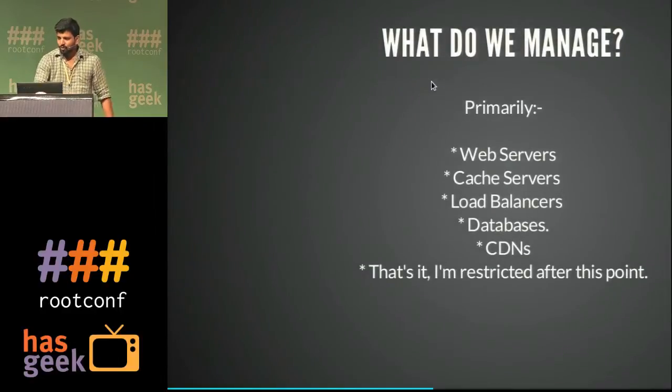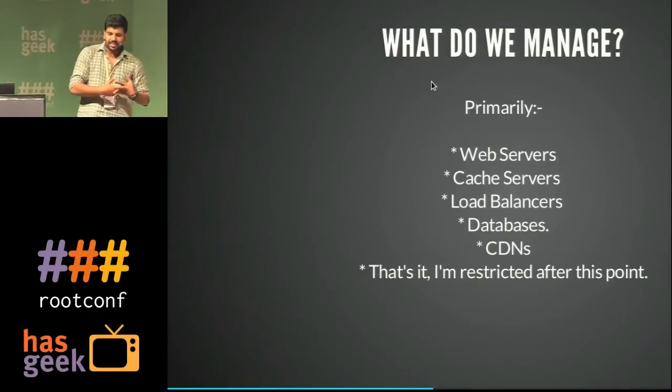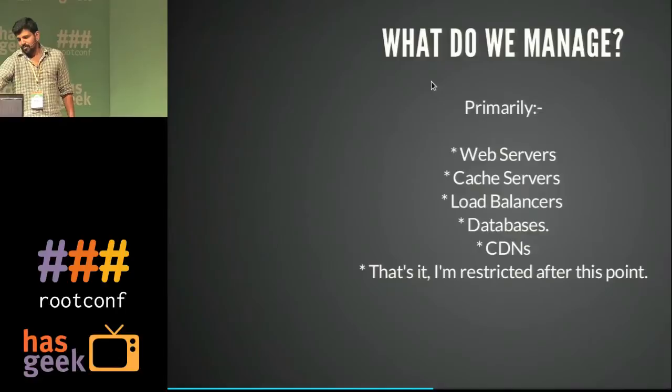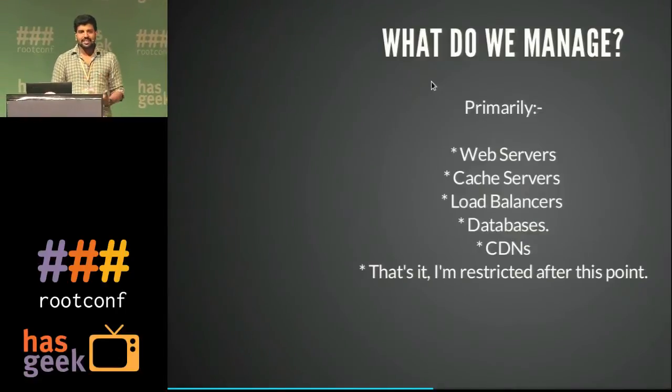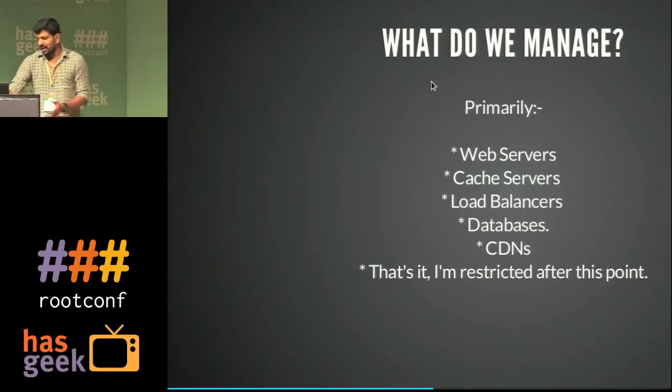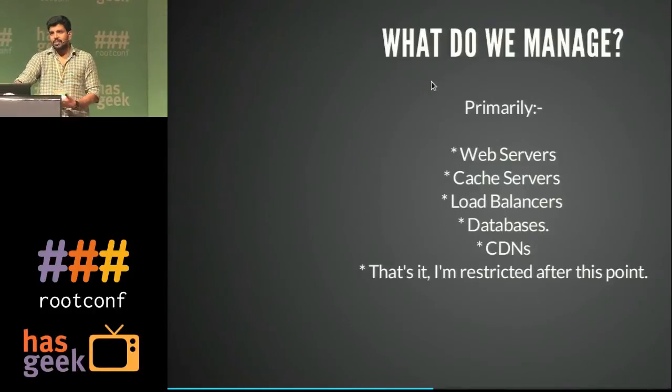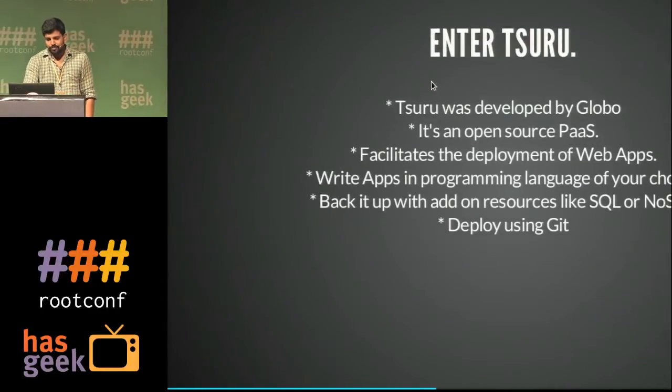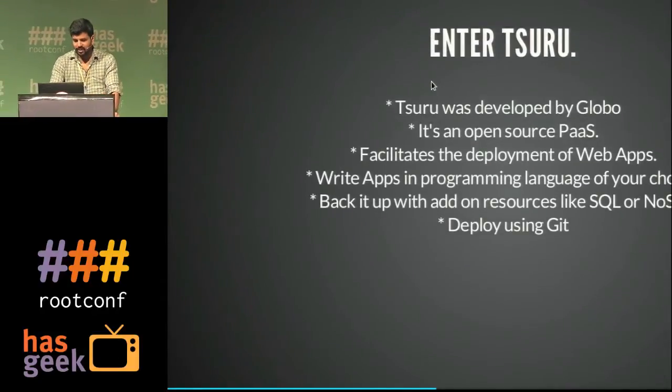So what do we primarily manage? We manage web servers, CDNs, Redis cache servers, and stuff like that, and we scale horizontally. Our web servers are always scaled horizontally. I'll let you know how Tsuru helps us manage a staging environment. These are just basic things about Tsuru. Tsuru was developed by Globo. It's an open source PaaS, and we can write apps in any programming language of our choice and deploy them using Git.